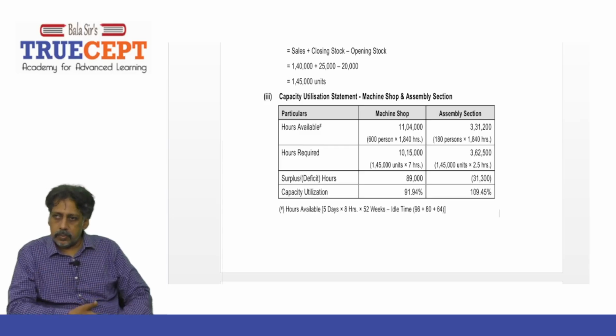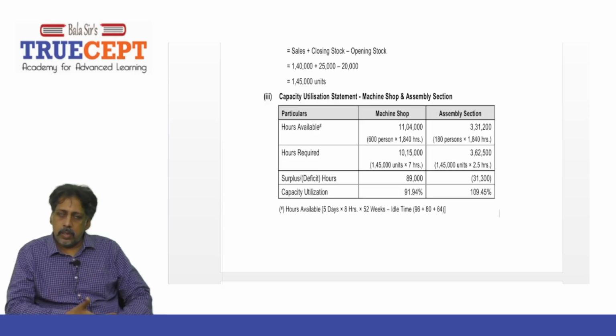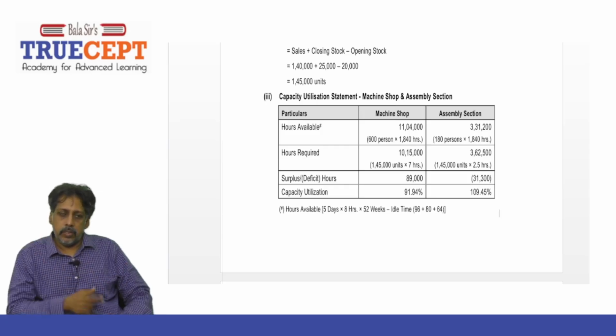Next, for assembly shop, it is 109.45%. Nothing but divide 3,62,500 by 3,31,200 hours into 100. It's called the capacity utilization percentage.